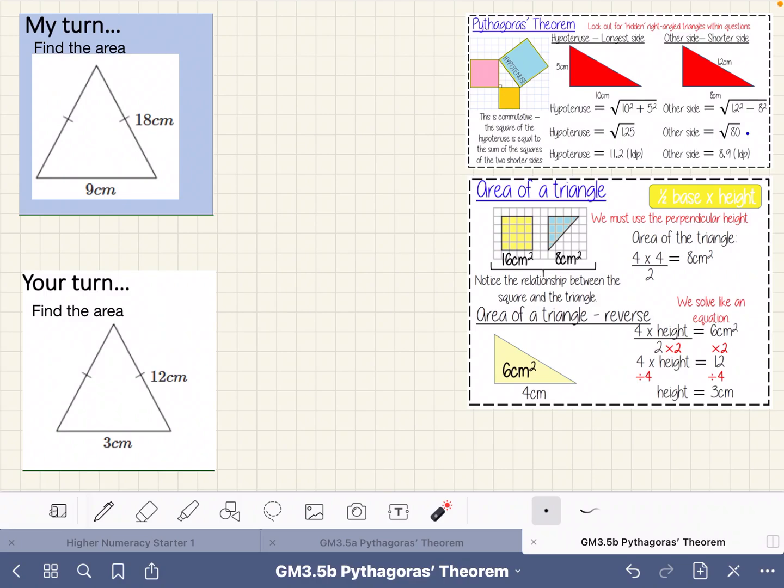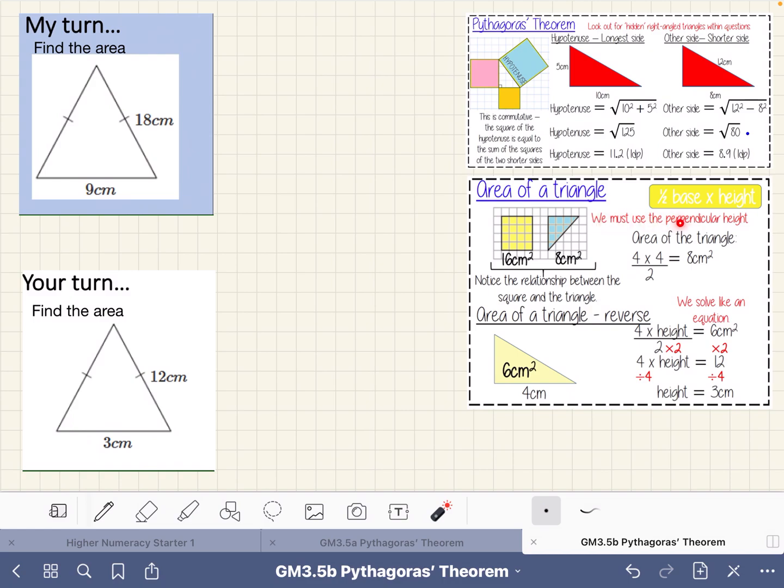In this question, we are asked to find the area of an isosceles triangle. We've got the base of this isosceles triangle as 9 centimetres and the equal length sides are 18 and 18. Need to draw your attention at this point to the formula for the area of a triangle. We have the formula as half base times height, which is sometimes used as base times height divided by 2.